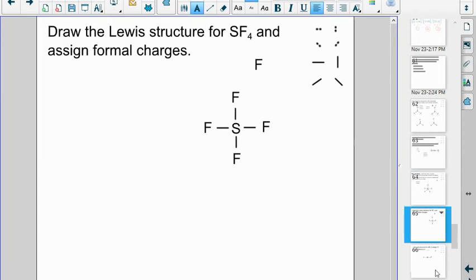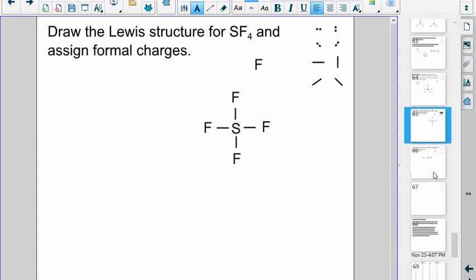All right, last example here. Let's try SF4. All right, count valence electrons. Sulfur has 6. Fluorine has 7. 7 times 4, we get 28. 34 total. I've already used 8, so I have 26 left to place.